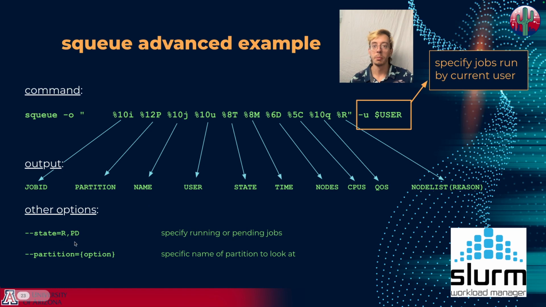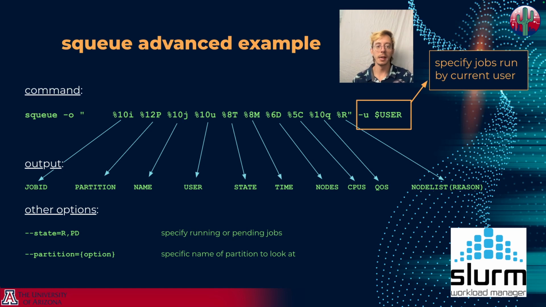Other options that you could pass to it include the --state option, and you can say that I maybe want the running or the pending jobs, and that would return a list of only jobs that matched that particular state. You can also give it a --partition in order to specify the name of the partition to look at. So that would be something like standard, windfall, or high priority.